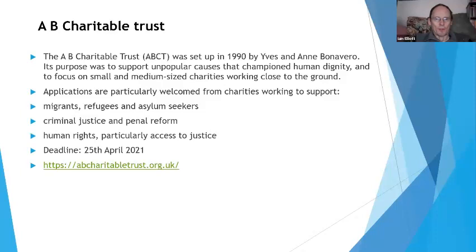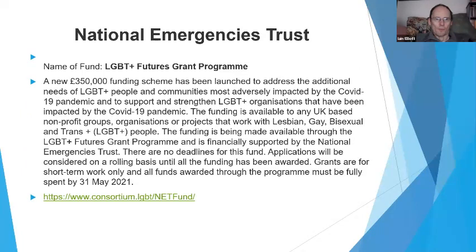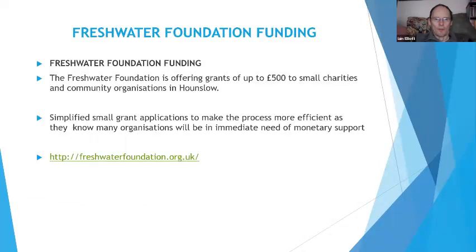AB Charitable Trust. Applications welcome from charities working to support migrants, refugees, and asylum seekers. Criminal justice, penal reform, human rights, particular access to justice. Deadline is 25th of April. LGBT plus futures grant program. New £350,000 funding scheme launched to address additional needs of LGBT plus people and communities. Grants short-term work must be used by 31st of May.